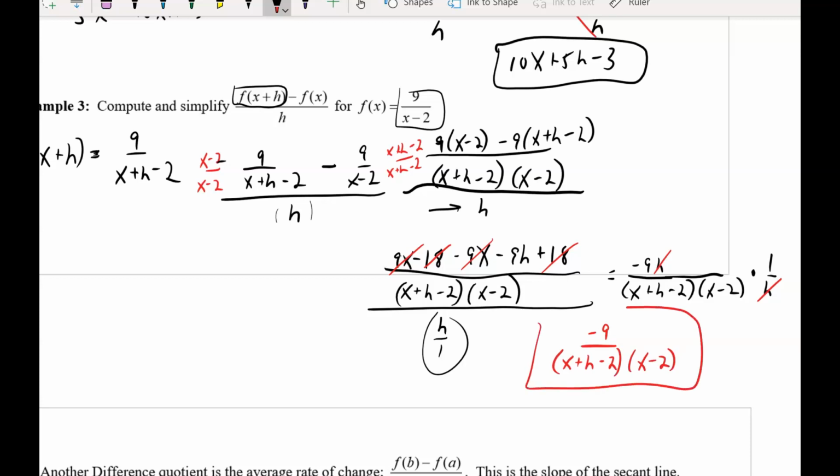That's the final answer. Now, did we solve our problem that if we want h to be 0, we can do that? Yes, we did, because if h is 0, it's still defined in this final answer, while it wasn't defined when we had this in the denominator. Okay, so it actually worked.